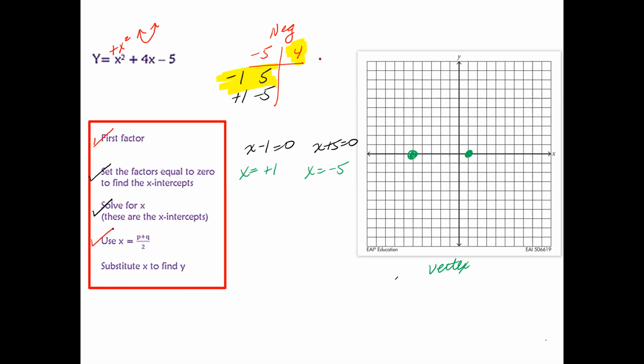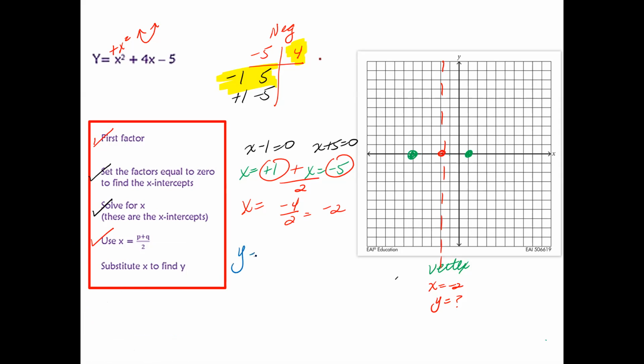So next up, my x is going to be these two numbers added together divided by 2. So positive 1 minus 5 is a negative 4. Divided by 2 gives me a negative 2. And that's great, but I need to know, here's my negative 2 right there. So I know this is my axis of symmetry at negative 2. But I also need to know how low I need to get this.